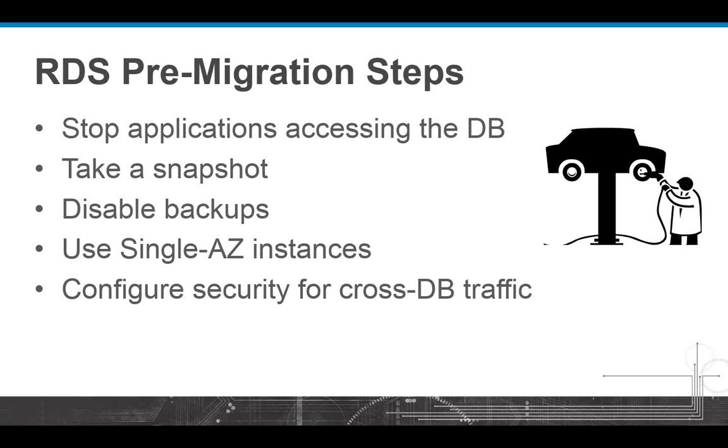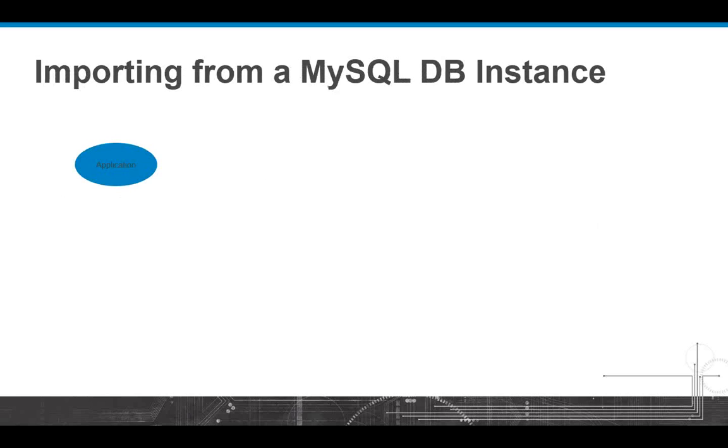In terms of pre-migration steps, you want to take a snapshot of your database instance created on RDS. You want to disable backups because you don't want backups associated with the bulk load of data. You can also consider using single AZ instances as part of data loading. So let's talk about the overall process. You can break the import process to RDS into two big buckets.